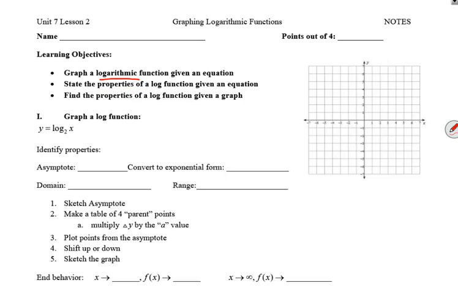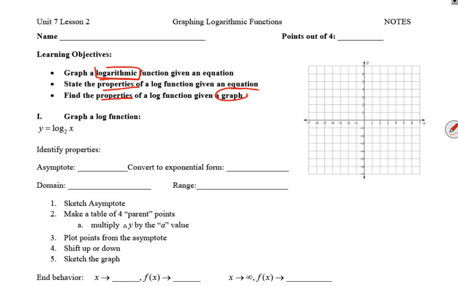Hello, so this is the Unit 7 Lesson 2 on graphing logarithmic functions. So our learning objectives today are to graph logarithmic functions when we're given an equation. We're also going to look at the properties when we're given an equation, so not necessarily looking at the graph, but just being able to look at the equation and tell me information about the function. And also being able to look at a graph and then tell me some properties about the log.